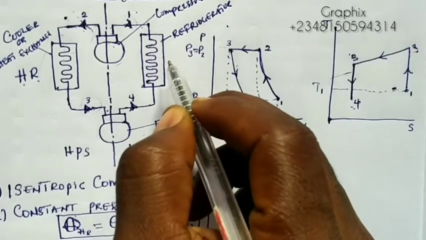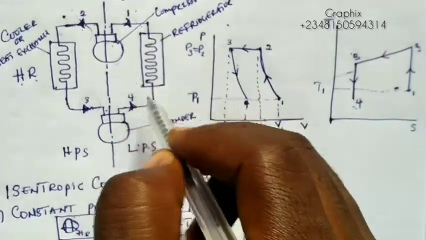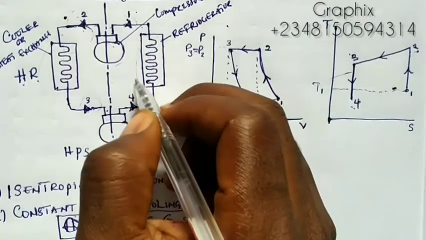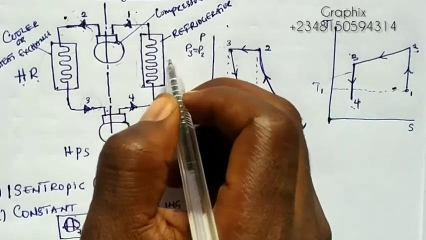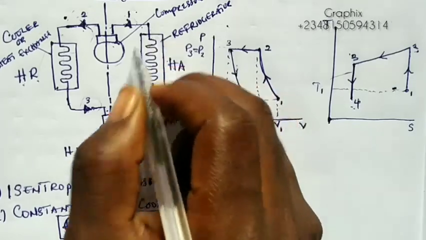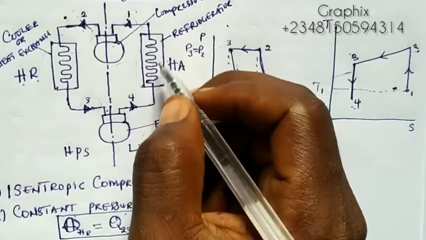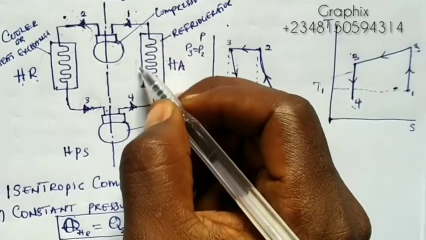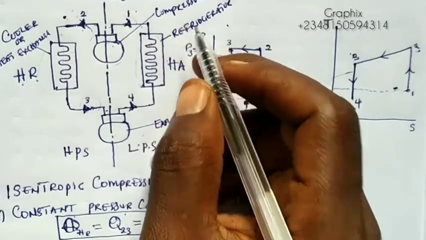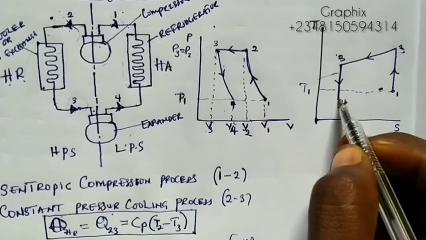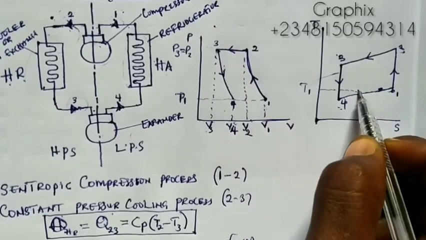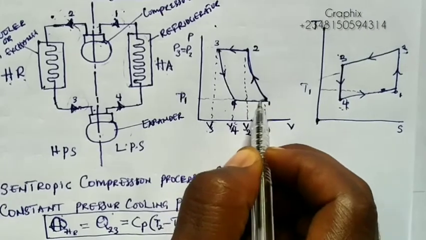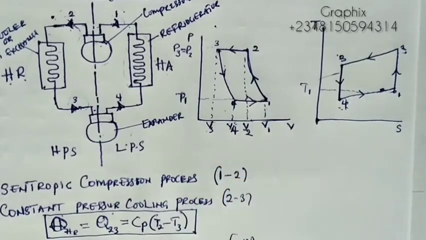When the refrigerant enters the refrigerator, we expect there should be cooling, because that is our desired effect. The refrigerator absorbs heat, so heat is absorbed between state 4 and 1. As the heat is absorbed, the refrigerant increases in temperature. From state 4 to state 1, nothing happens to the pressure. The pressure remains constant, so that's why we call it the constant pressure expansion process.